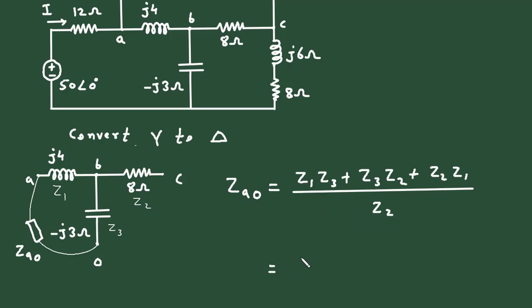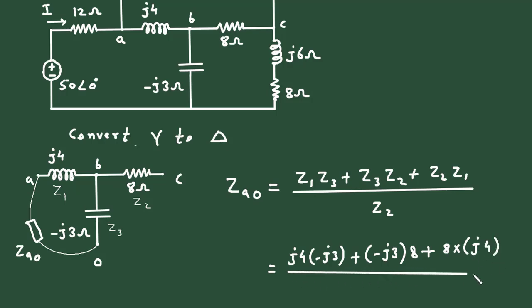Now let's substitute all these values here. So Z1 value is J4 into Z3 value is minus J3, plus Z3 again minus J3 into Z2 value is 8, then plus Z2 value is again 8 ohm into Z1 value, it is J4, divided by Z2, which is 8 ohm. So this will be the value of ZAO.